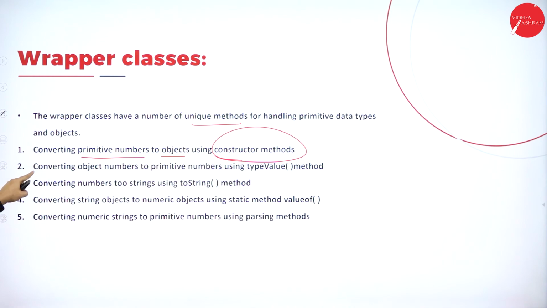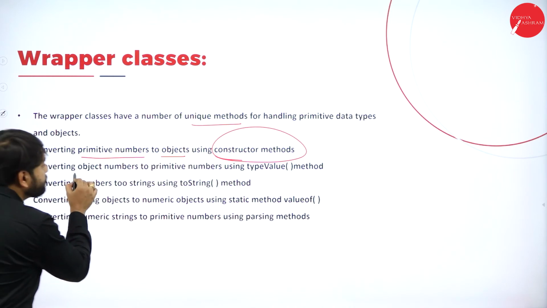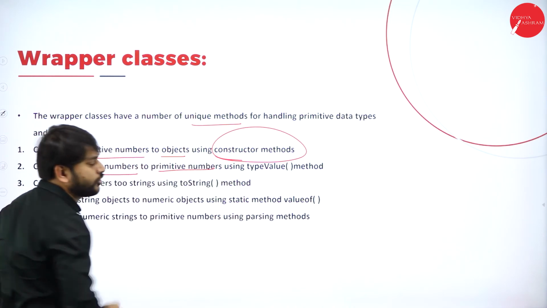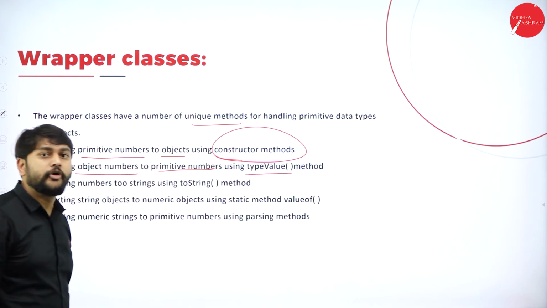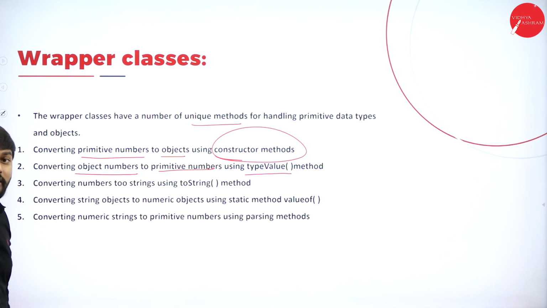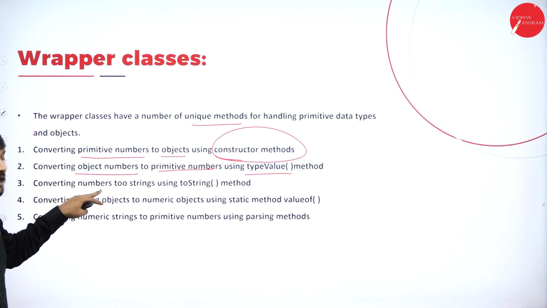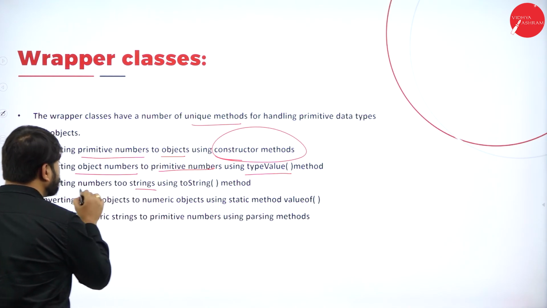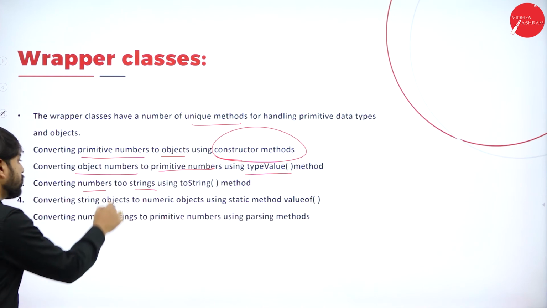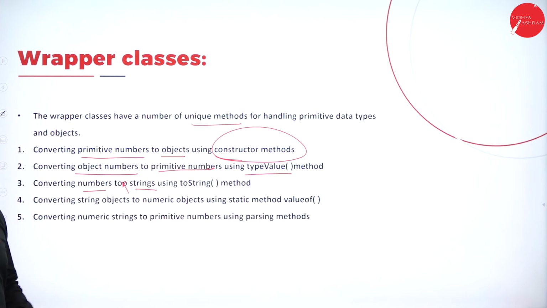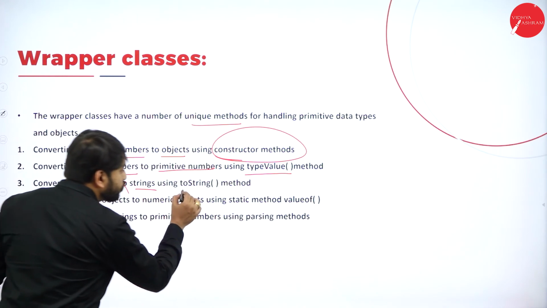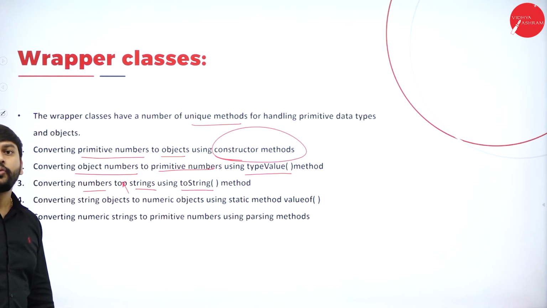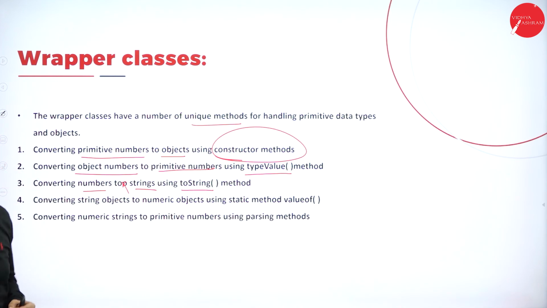The second method that you have is converting object numbers to primitive numbers. How do you convert? With the help of the typeValue method, you will be converting that. So fine, converting numbers to strings. How do you convert numbers to strings? Using the toString method. We'll be using the toString method. That is one of the important things that you need to understand.